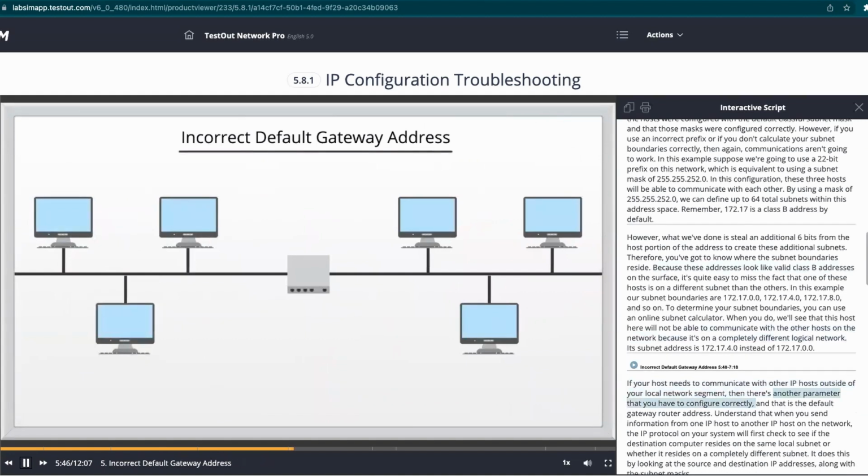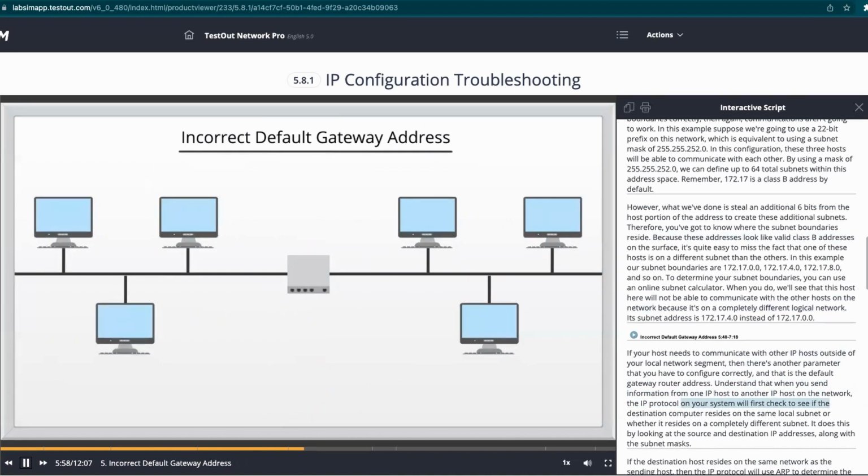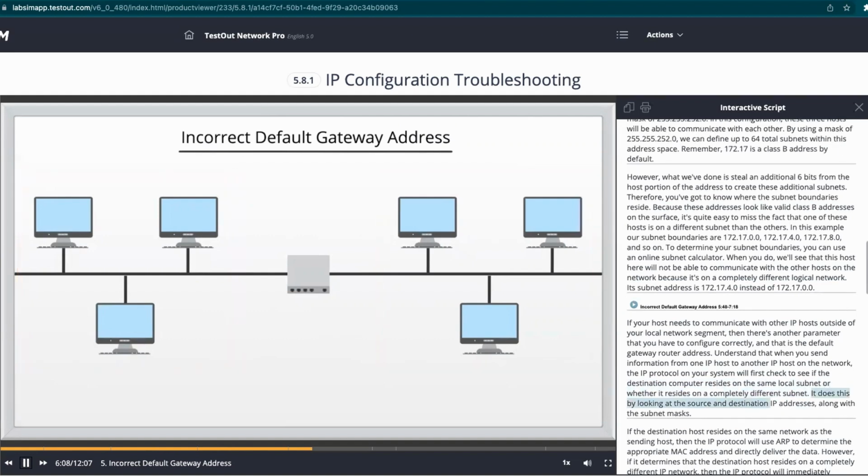Now, if your host needs to communicate with other IP hosts outside of your local network segment, then there's another parameter that you have to configure correctly, and that is the default gateway router address. Now, understand that when you send information from one IP host to another IP host on the network, the IP protocol on your system will first check to see if the destination computer resides on the same local subnet or whether it resides on a completely different subnet. Now, it does this by looking at the source and destination IP addresses along with the subnet masks.